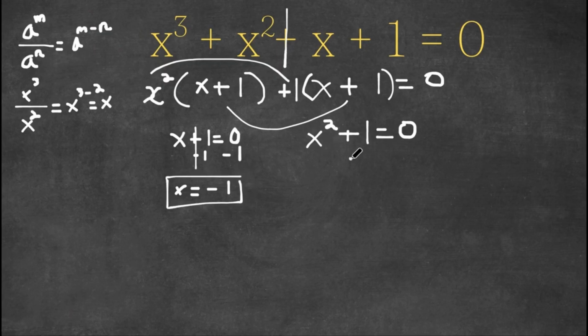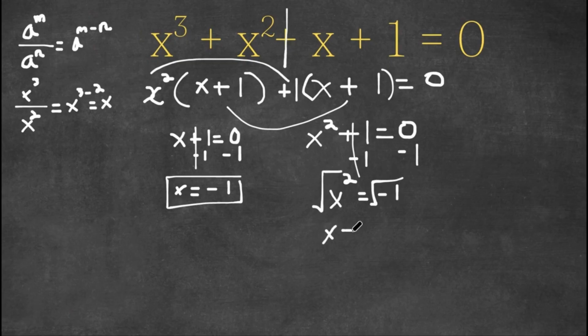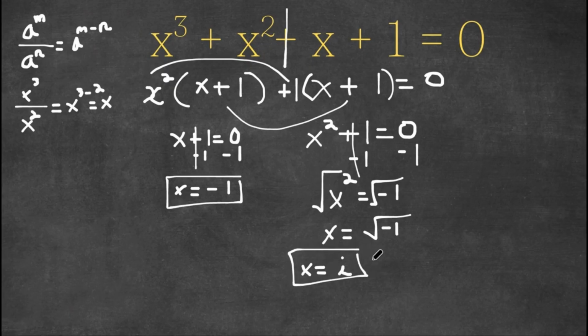Now for x squared plus 1, we still subtract 1 on both sides. These two cancel out, and we get x squared equals -1. Now, if we take the square root on both sides, we get x equals the square root of -1. And the square root of -1 is actually equal to i. So i is also a solution. So our two solutions are x equals -1 and x equals i.